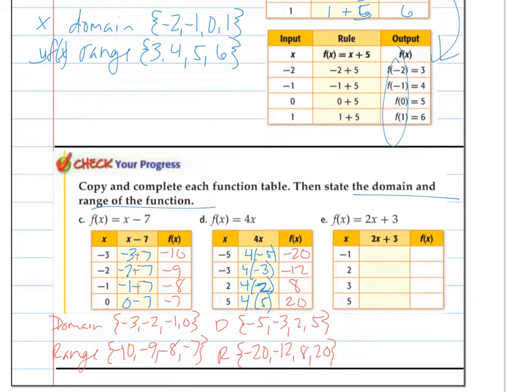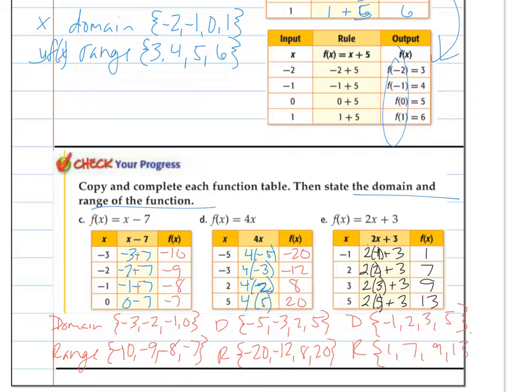One more to go. Plugging in this one, notice you're going to have to do 2 steps. So we have 2 times the value of x plus 3. So I'd have -2 plus 3, which would be +1. 2 times +2 plus 3, so 4 plus 3 is 7. 2 times +3 is 6, plus 3 is 9. 2 times +5 is 10, plus 3 is 13. So my domain, my input was -1, 2, 3, and 5. My range, my output was 1, 7, 9, and 13.